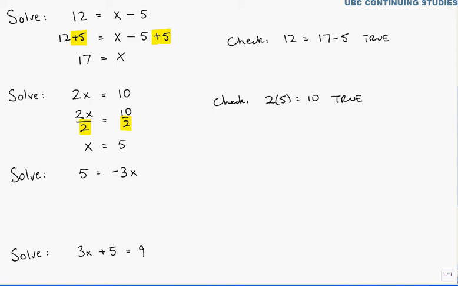Let's try that one more time. On the right-hand side we have negative 3x. We're multiplying x by negative 3, so we need to do the opposite of this. We need to divide by the coefficient, negative 3.